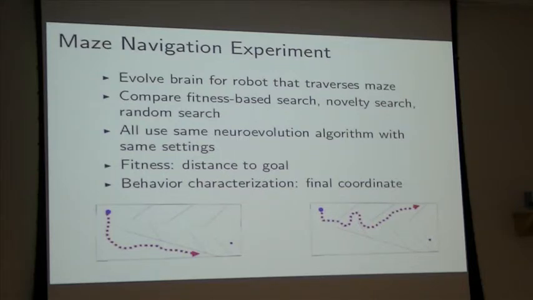In this experiment, we'll compare using a fitness function, using novelty search, and also random search to see if there's any useful distinction we can make between these methods. And we'll use the same neuroevolution algorithm with the same settings for all of these. All we'll change is just the reward, for a controlled experiment.